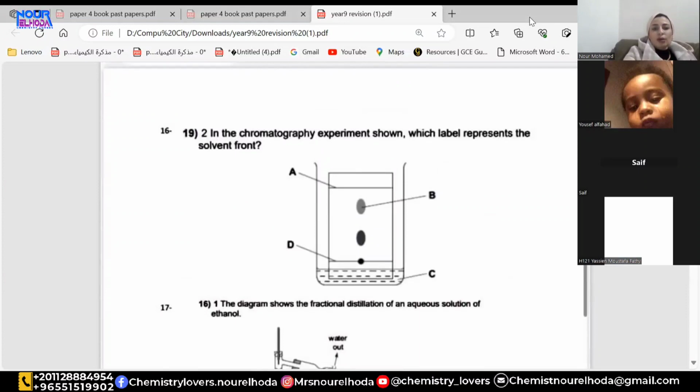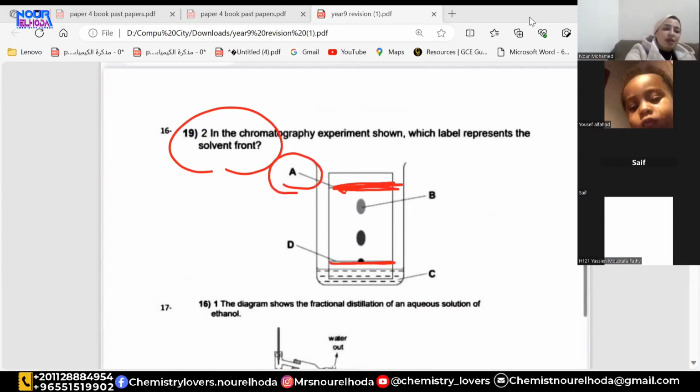Let's talk about chromatography. He's asking here, which one is the solvent front? This one is called the baseline. This is called the solvent front. So I will choose A. What's the solvent front? It's the level the water will reach up to.